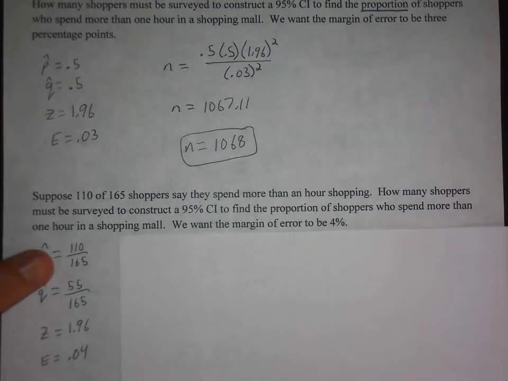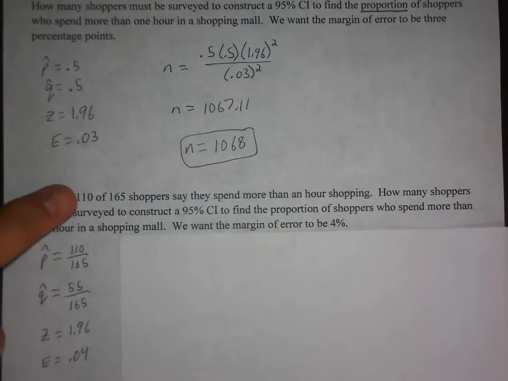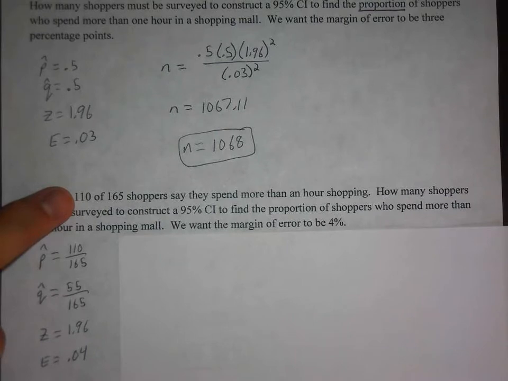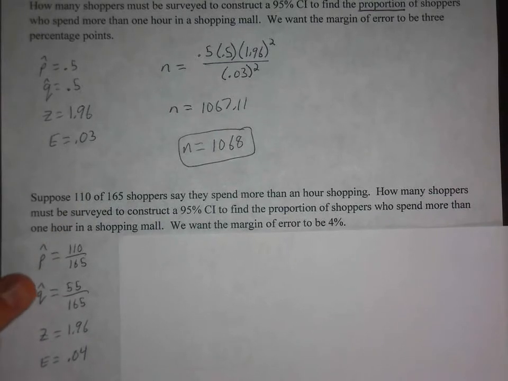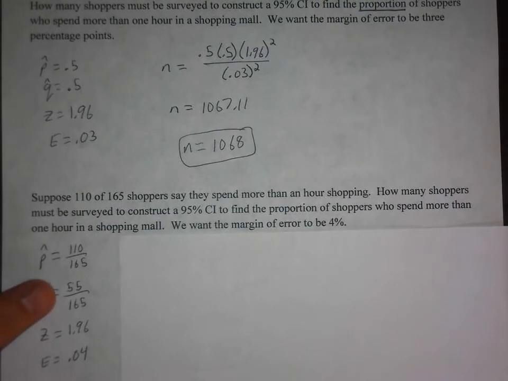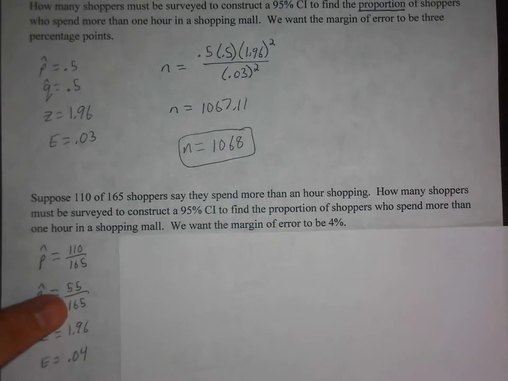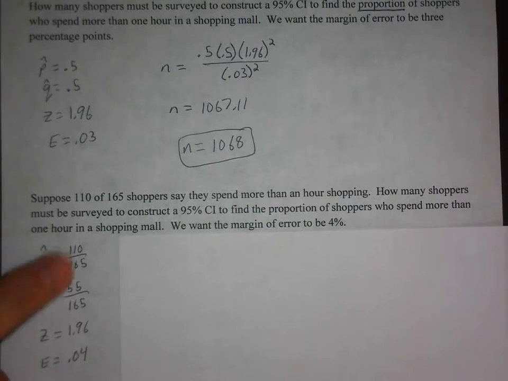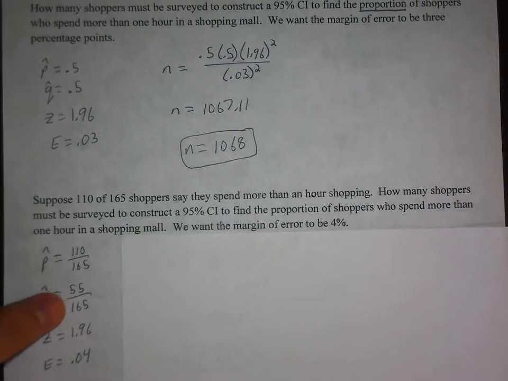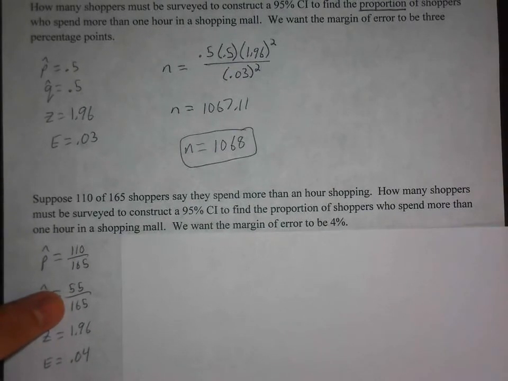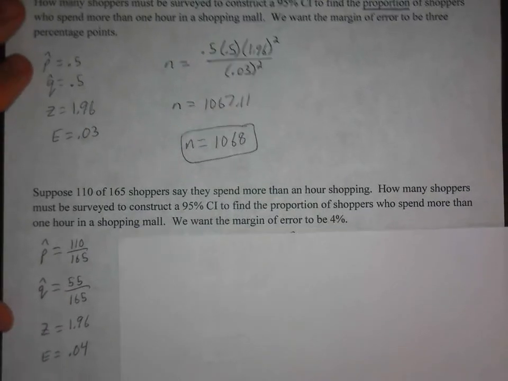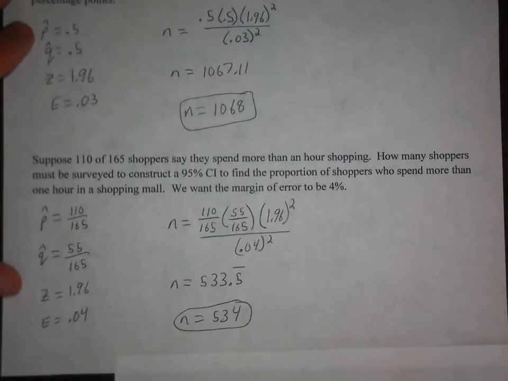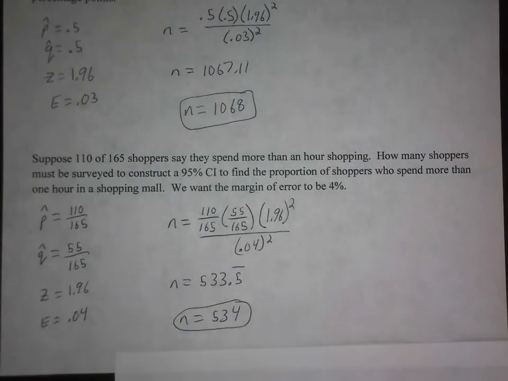Okay, so P hat is 110 over 165. Okay, so 110 out of 165. The complement of that, the Q hat, will be 55 out of 165. The way to look at that is if there's 110 successes, there's 55 failures out of the 165. Okay, and then when you go to your formula, plug it in, and you end up with 534.